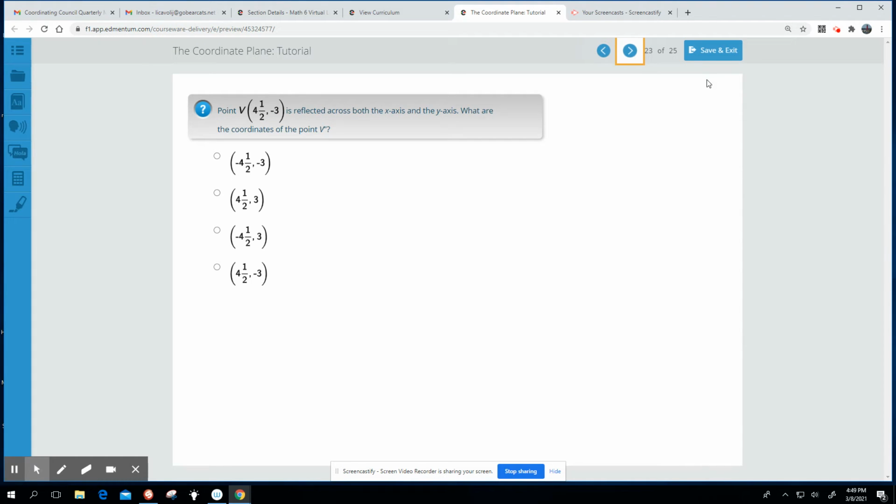So point V(4.5, -3) is reflected across both the x and the y axes. So that means that the 4.5 is going to be the opposite, which would be -4.5. And the -3 is going to be the opposite, which would be +3. The opposite of 4.5 is -4.5. The opposite of -3 is 3.